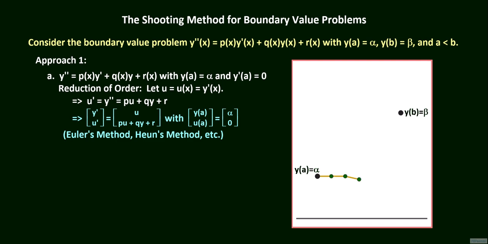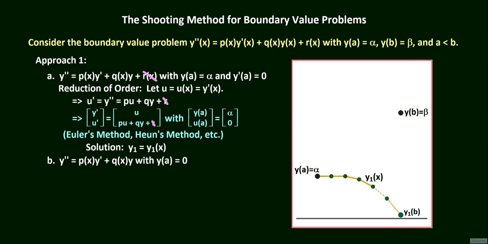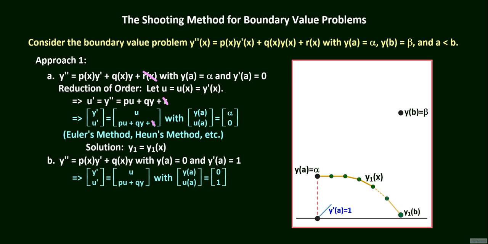From the application of Euler's method, Heun's method, or any other similar method, let y sub 1 of x be this IVP's approximate solution. The second IVP has y double prime equals p y prime plus q y, but this time without the r term. The initial conditions have y of a equals 0 and y prime of a equals 1, so that our aim from a different starting point is tilted at 45 degrees. We also reduce the order of this IVP. We apply the same method that we used for obtaining y sub 1 of x, and call the approximate solution of this IVP y sub 2 of x.